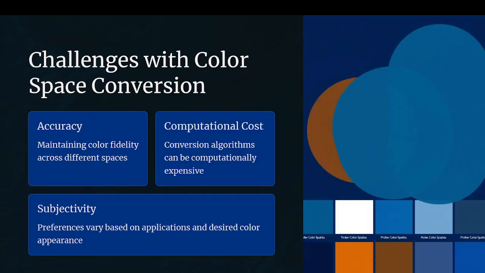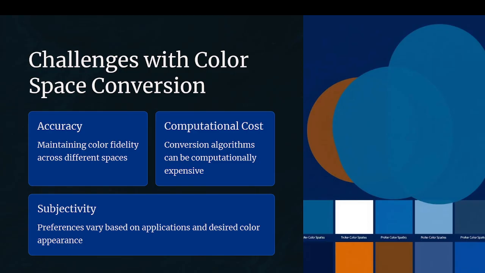The next is challenges with color space conversions. First one is accuracy. During conversions, there is often a loss of information. For instance, converting an RGB image to CMYK for printing can result in muted colors. Maintaining color requires some precise algorithms.